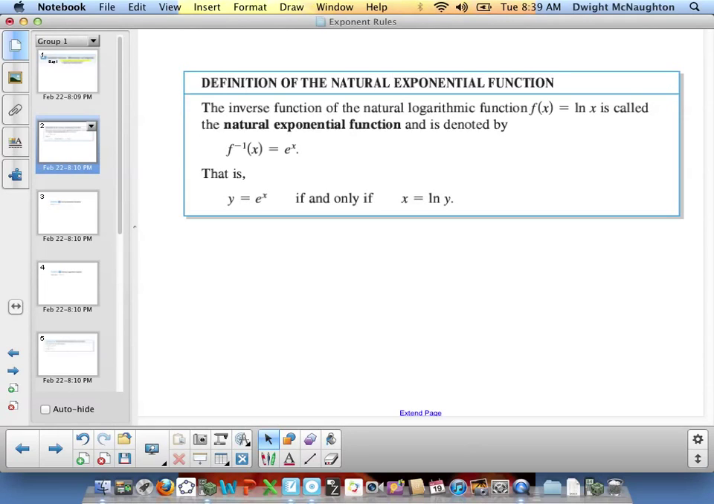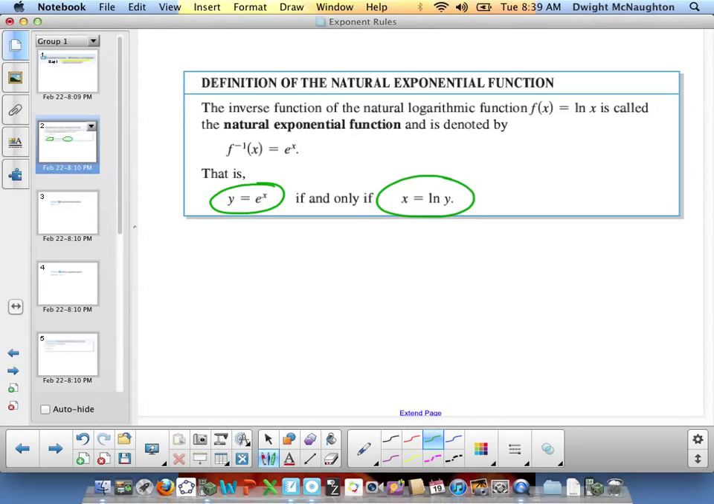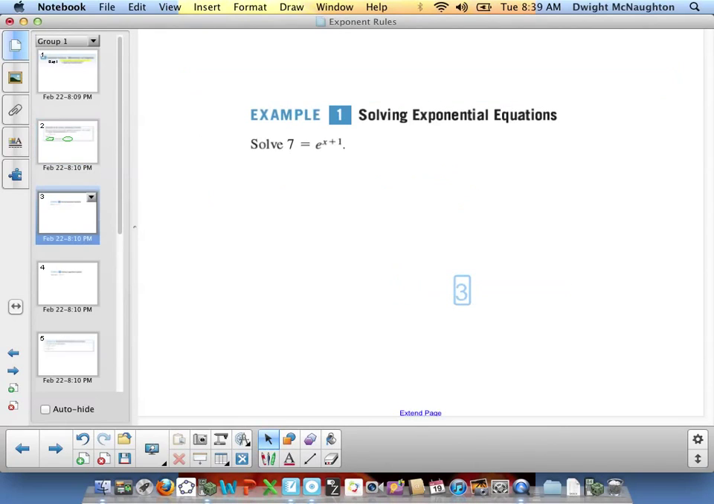Exponent with a base e. So in other words, y equals e to the x is the inverse of y equals natural log of x, or y equals e to the x if and only if x equals the natural log of y. And they're opposites. Okay? So because they're opposites, we can use that fact to solve exponential equations.